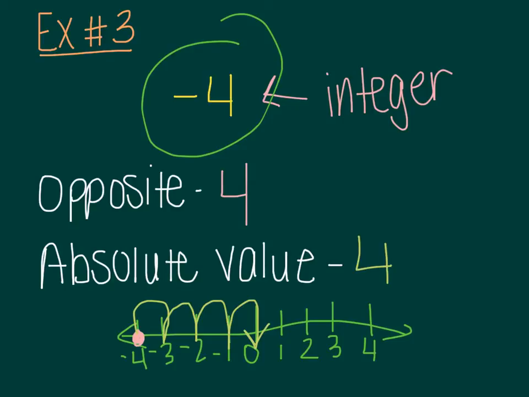And you'll notice that the absolute value is turning out to be a positive number of whatever your integer is. So if your integer is -4, the absolute value is 4. If the integer is 5, the absolute value is 5 because 5 is 5 spaces from 0.